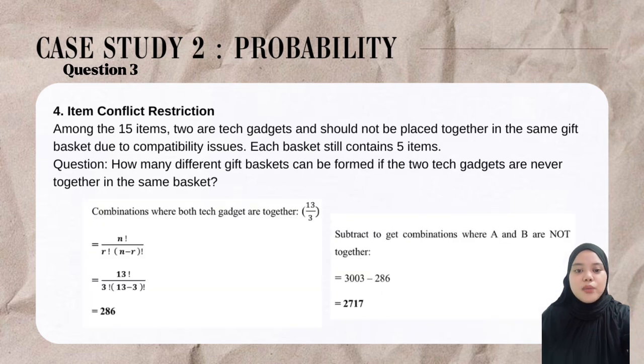Step 2, combinations where both touch gadgets are together. Fix both gadgets A and B. Choose 3 more from the remaining 13. We just use the same formula as step 1, but n equals 13 and r equals 3. So we include the information in the formula and we calculate. We will get 286. Step 3 is subtract invalid combinations. So 3003 minus 286, therefore 2717 gift baskets can be formed without placing both touch gadgets in the same basket.